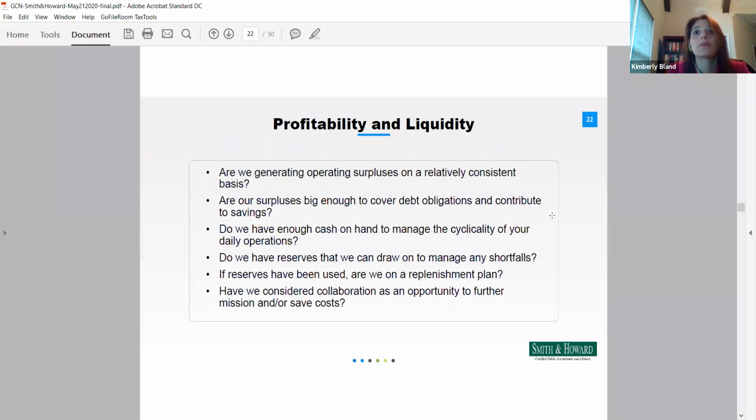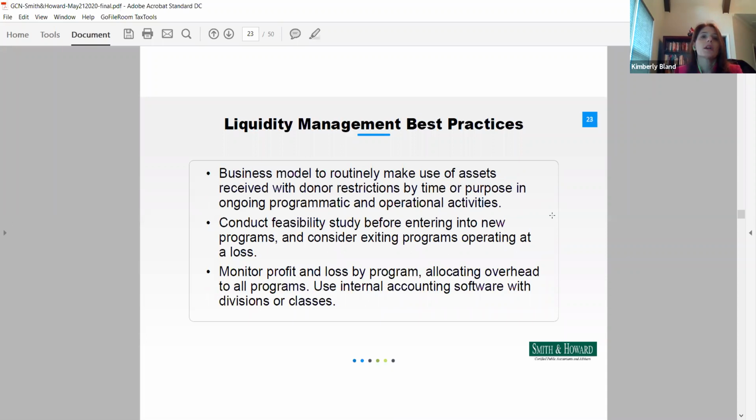On the next tab, profitability and liquidity: how might changes in revenue streams or expenses affect your bottom line? Liquidity: what cash is readily available for emergency needs? So with some of these questions here, where do you need to focus? Then on the next tab, liquidity management and best practices.